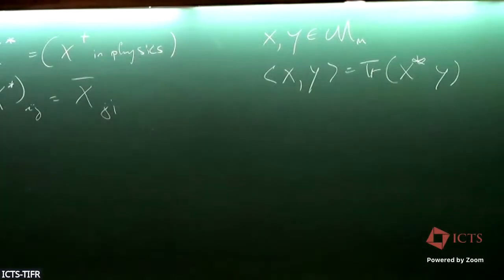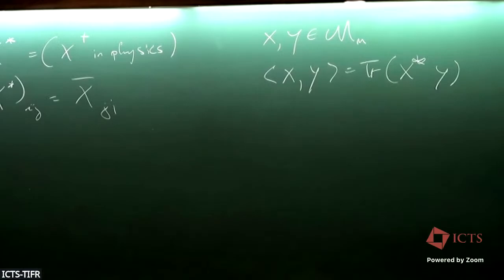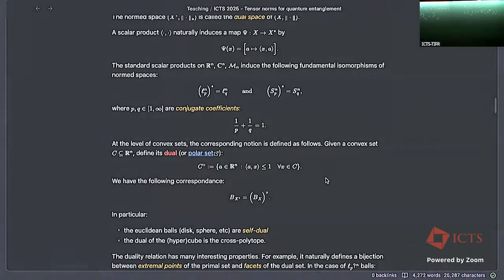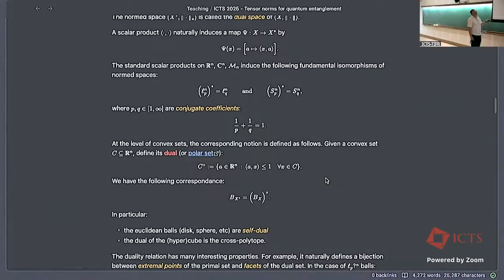Then the corresponding notion for convex sets is also something fundamental in the theory of convexity. This is called the polar set of your convex set. This is how it's defined. You have a convex set C inside Rn, and the polar of C is just the set of all vectors which have scalar product smaller than 1 with any vector in C. And how it's related to what we said is that the unit ball of the dual space is the polar of the unit ball of the original space, in the case of Rn. So this duality for norms is just polarity for convex sets.